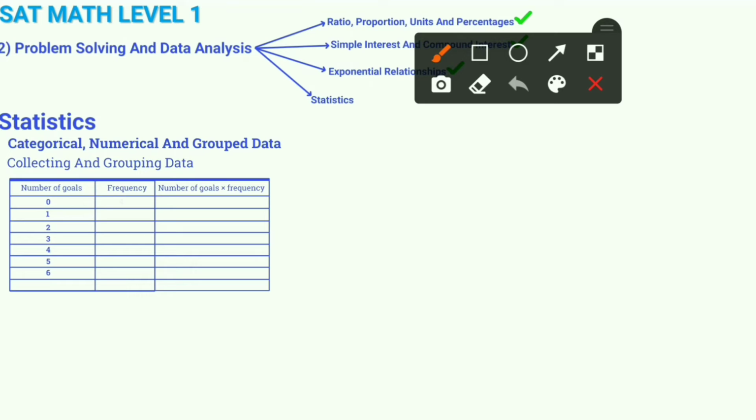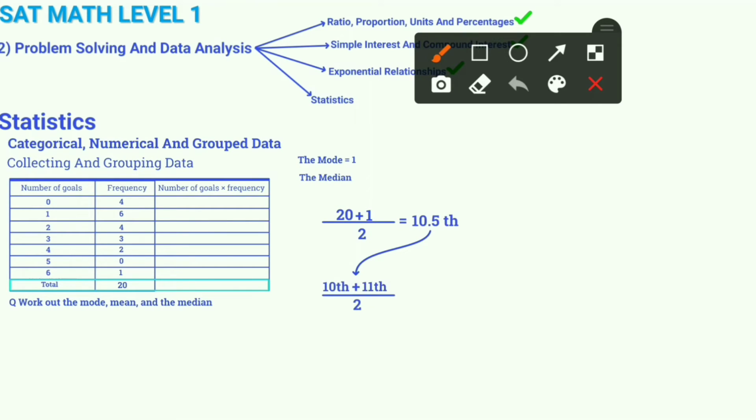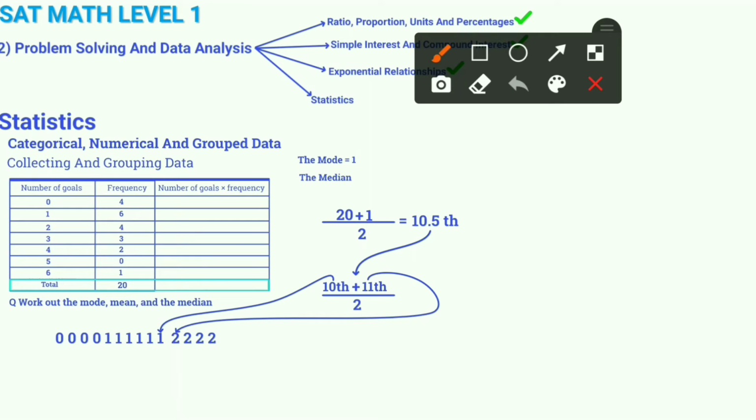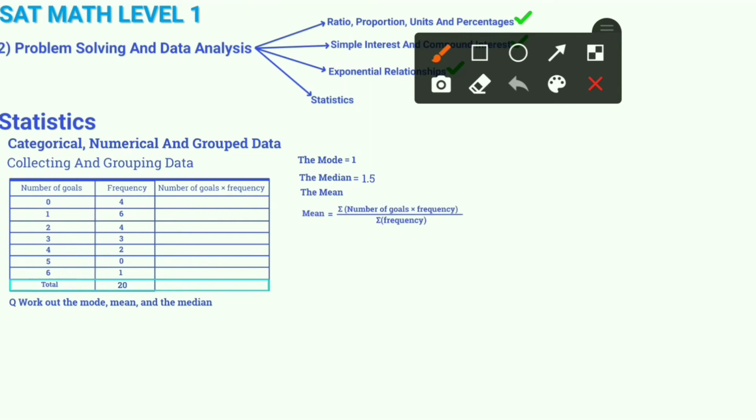Number of calls, frequency, number of calls multiplied by frequency. Frequency, we all know what a frequency is. Repetitions. Work out the mode, mean and median. We know what a mode is. 1 is the mode because it has the highest frequency. As for the median, 20 plus 1, 10.5, which means it's in here. 1 plus 2 over 2, so 1.5 is the median. As for the mean, number of calls multiplied by frequency upon frequency, and so 1.85 calls is the mean.